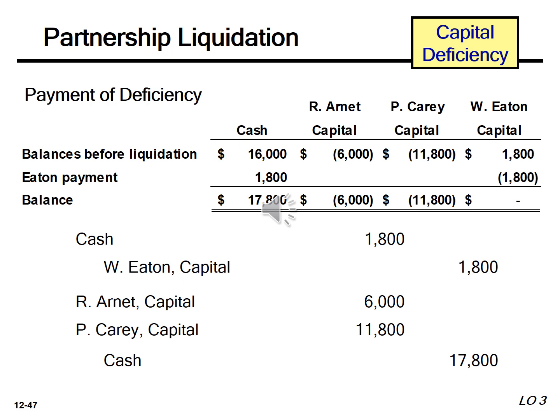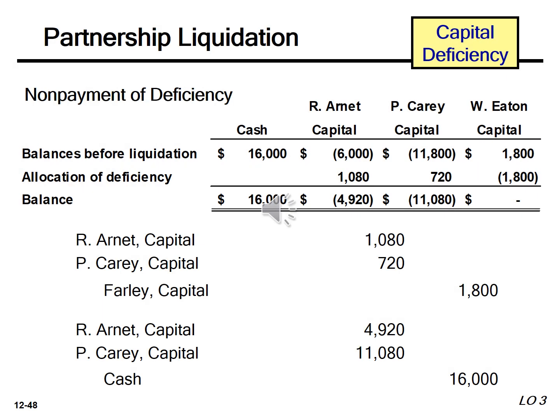And we're going to record in the journal the amount received from Eaton. So we're going to debit cash 1,800 and credit Eaton's capital 1,800. And with this, we close Eaton's share of the partnership. And then we also need to debit Arnett's capital 6,000, and we debit Carey's capital 11,800. And these two amounts are going to be offset by the total of the cash. So we're going to credit cash 17,800.